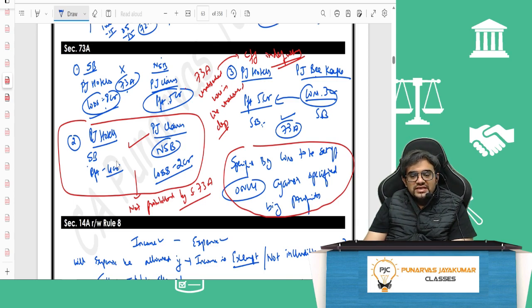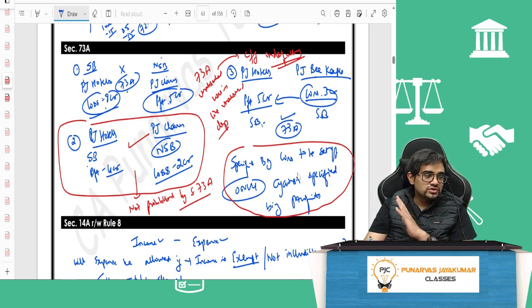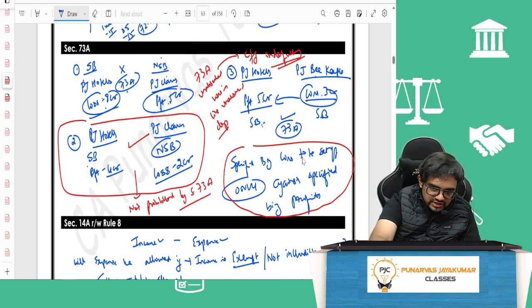What does 73A say? Specified business loss to be set off only against specified business profits. Nowhere does it say that specified business profits cannot be set off against non-specified business loss. Nowhere does it say. So hence it can be set off, absolutely no problem. It can be set off.